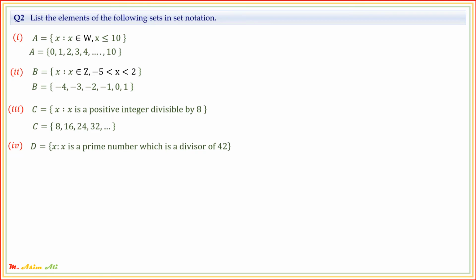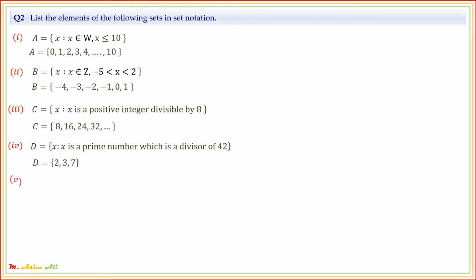We did find the factors of 42 in a previous discussion. We will choose the prime numbers from those factors, the prime factors of 42. So 2, 3, 7 are the only prime factors of 42. 6 is not a prime number. Similarly, 21 or 14 are not prime numbers.